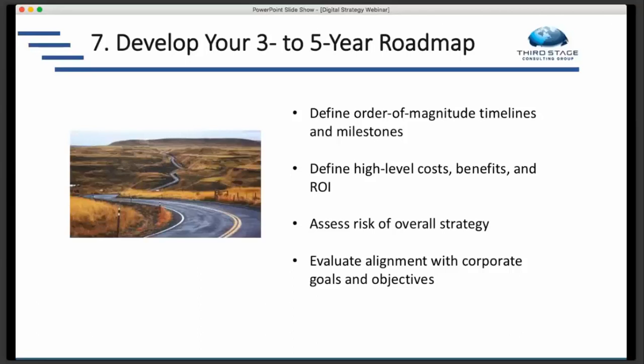Then we do a level of alignment. We actually measure what the alignment level with corporate strategy is. Some alternatives are going to be better aligned with that than others. Some are going to have more risk than others. Some are going to have a better ROI than others. And so you look at that entire picture in its totality, and that's what gives you the recommendation of what that 3 to 5 year roadmap might be.